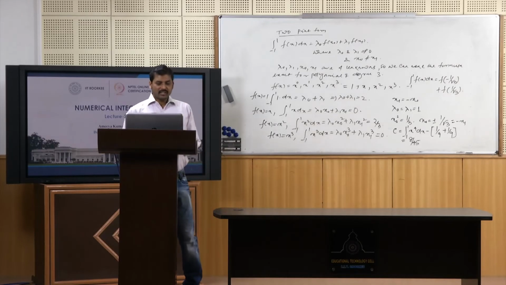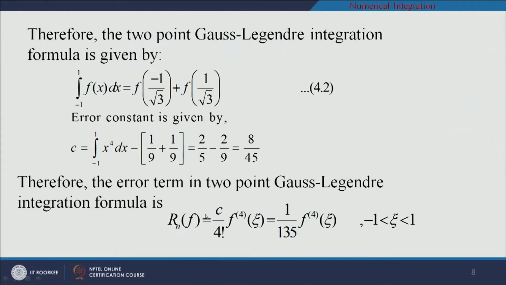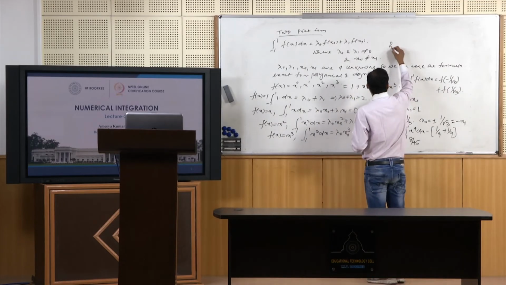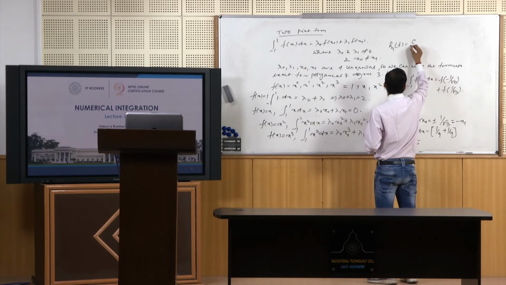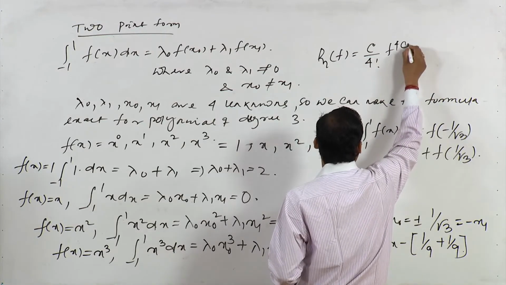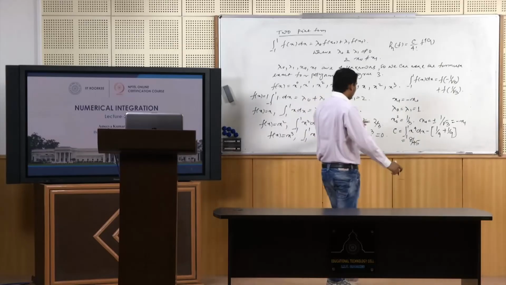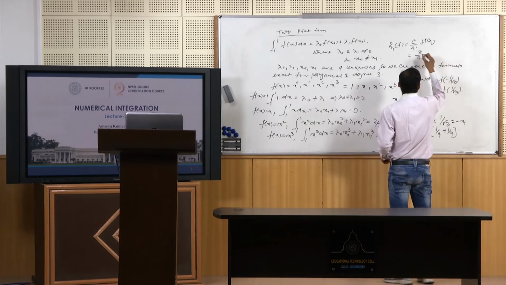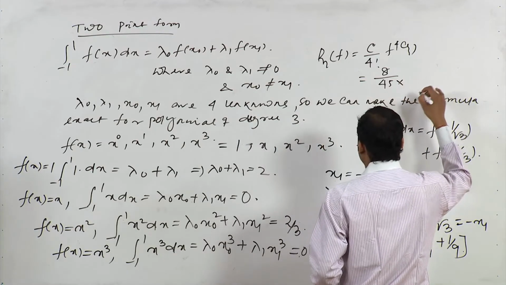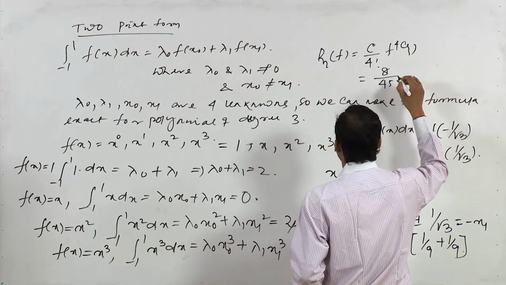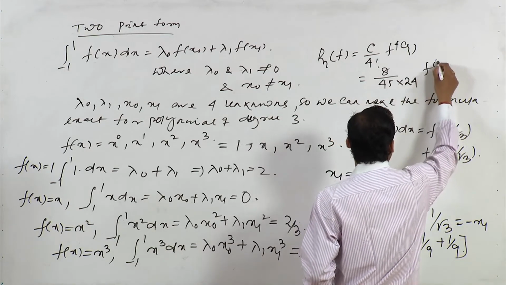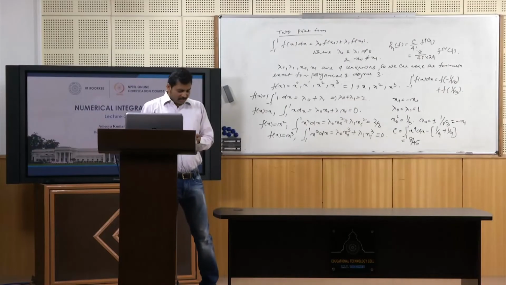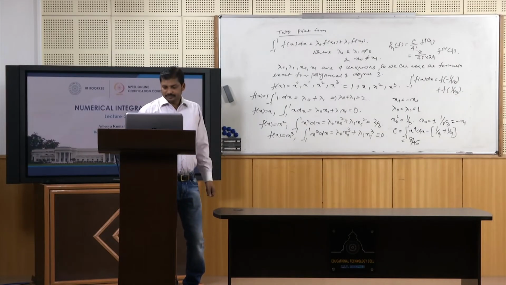Therefore, if we calculate this error here, the error term Rn of f can be written as c by 4 factorial f to the power 4 of zeta. From the earlier formulation, if you see here, Rn of f can be written as c by 4 factorial f to the power 4 of zeta here. So c is already calculated here, 8 by 45. So 8 by 45 into 4 factorial can be written as 24 f to the power 4 of zeta, where zeta lies between minus 1 to 1 here.